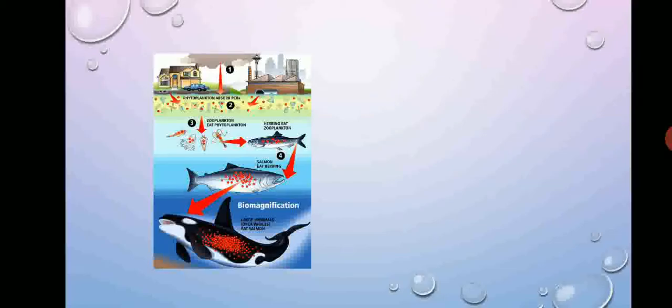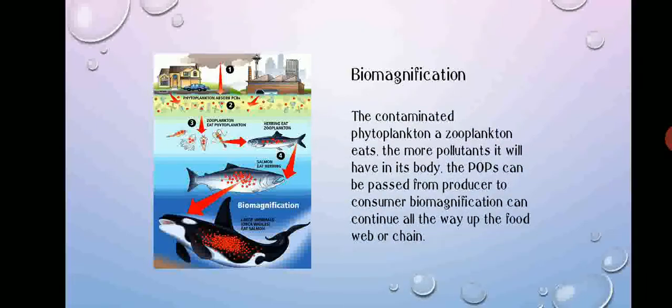Biomagnification explains how contaminants move through a food web. Magnification occurs when slightly larger organisms called zooplankton feed upon the contaminated phytoplankton and in turn absorb POPs into their own tissues in a higher concentration. The more contaminated phytoplankton the zooplankton eats, the more pollutant it will have in its body. The POPs can be passed from producer to consumer. Biomagnification can continue all the way up the food web or chain.